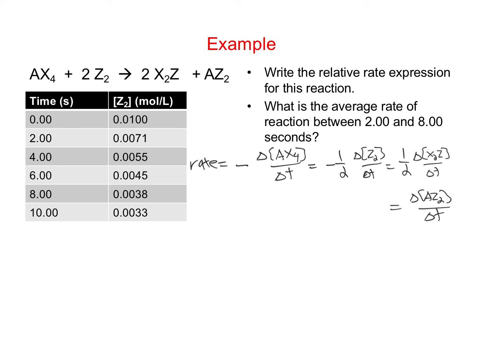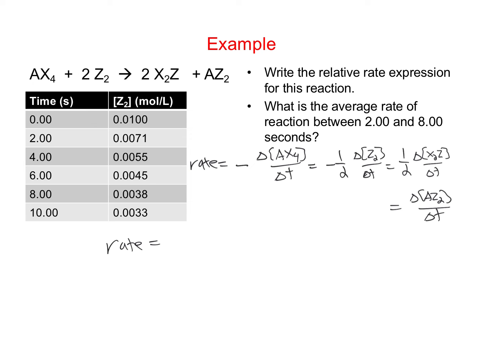For the next question here, we want to calculate what is the average rate of reaction between 2 and 8 seconds. Now, having written this relative rate expression, we could calculate the rate of the reaction with respect to any of the reactants or products. However, in this case, they only gave me information about the reactant Z2, so that's the one that I'm going to have to use. So I'm going to say that the rate is equal to, and then I can ignore all these other ones. I don't need them, right? I just need this one.